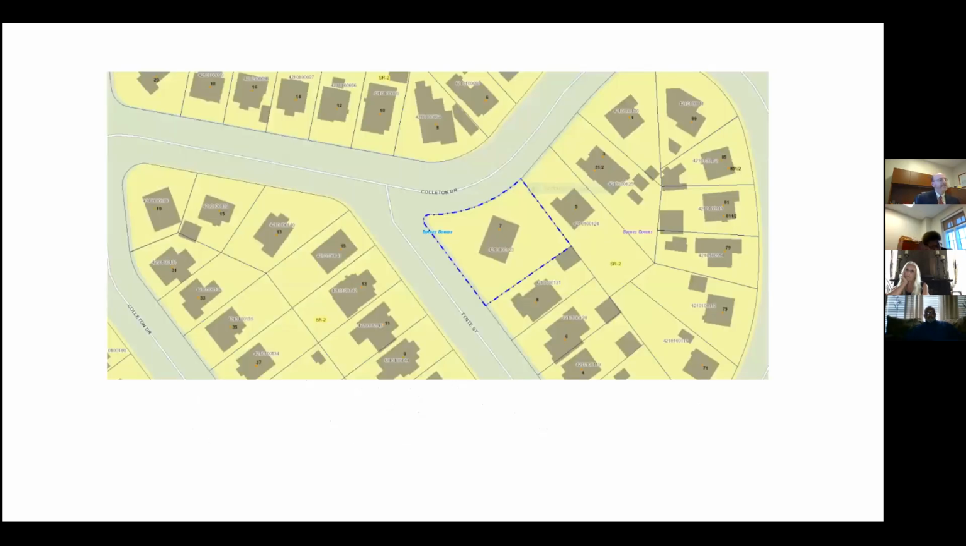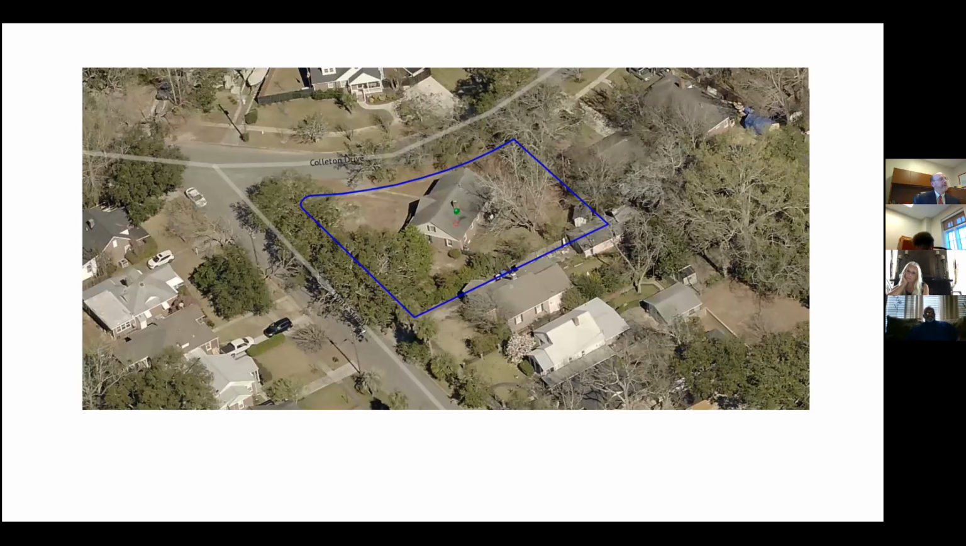And the home, as you can see from this zoning map, faces the intersection. So the home has 2 frontages, although Colleton Drive is where the address is located for the property. It's where the driveway is located. So we're treating that as the front of the lot. And this aerial view gives you a better perspective on the property and the unusual nature of it.